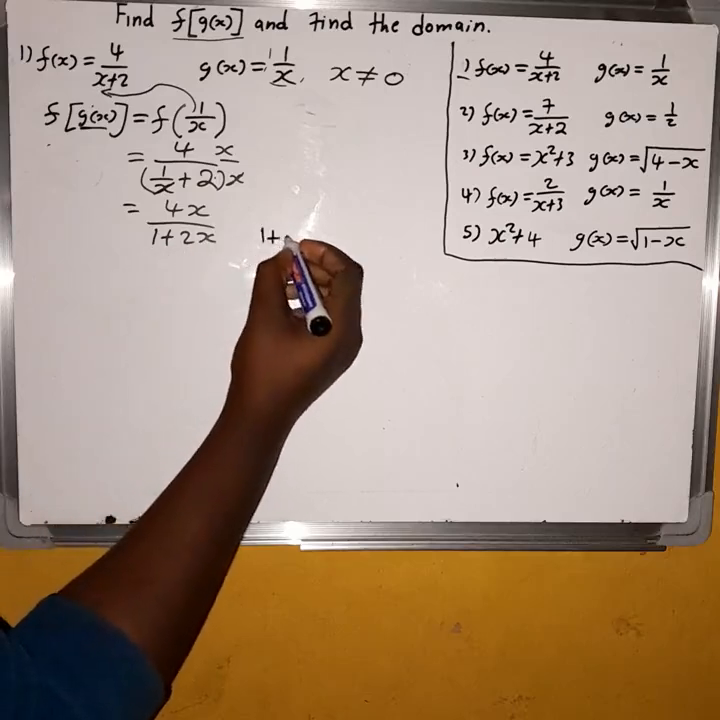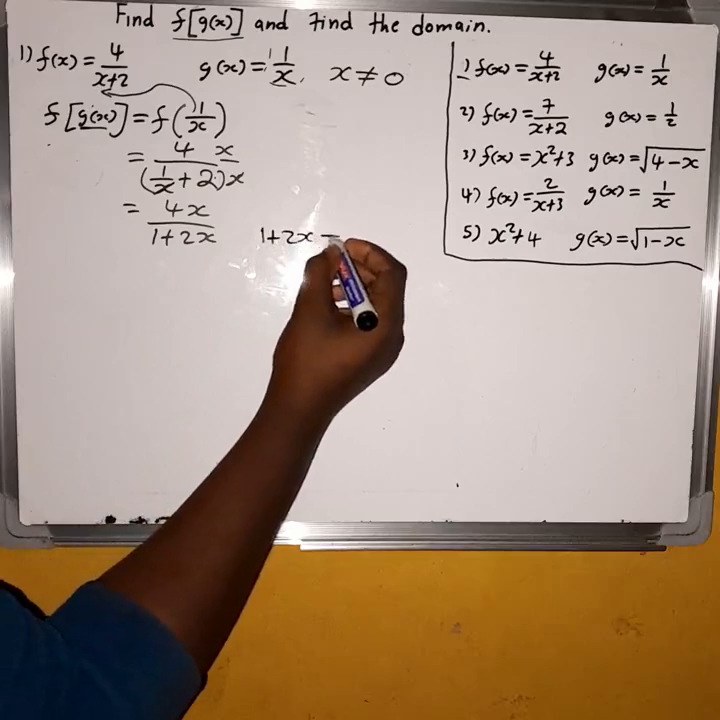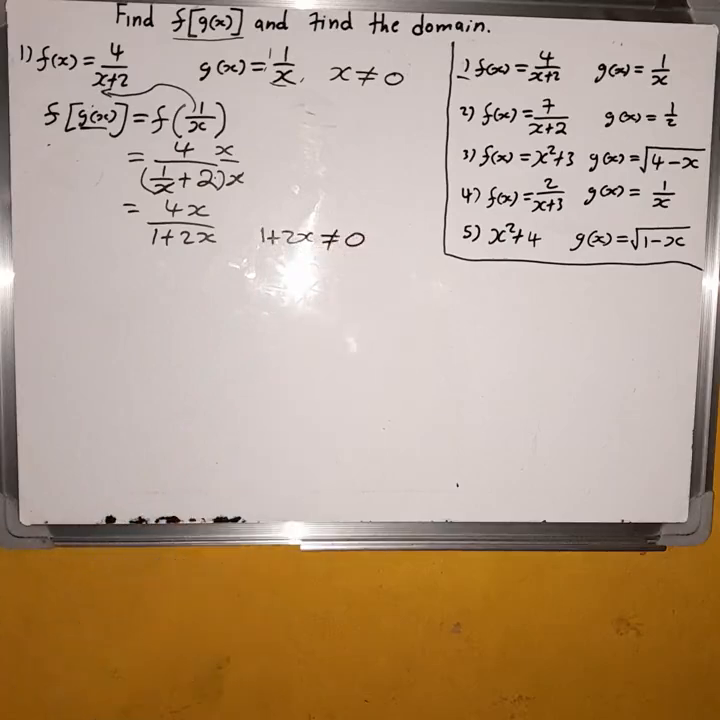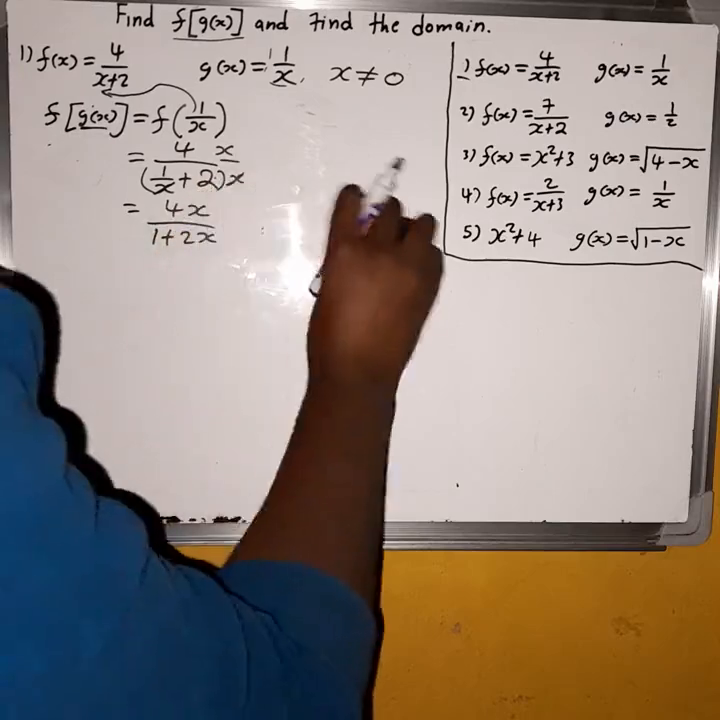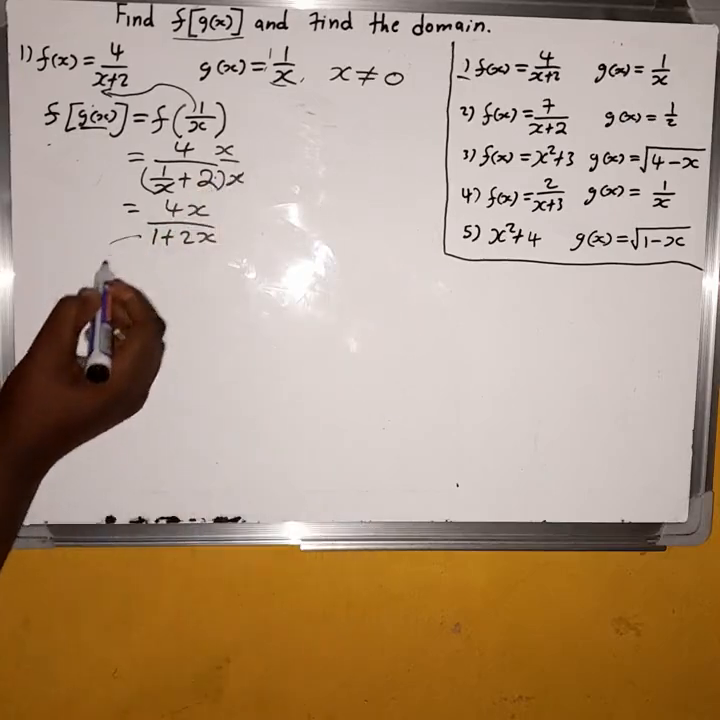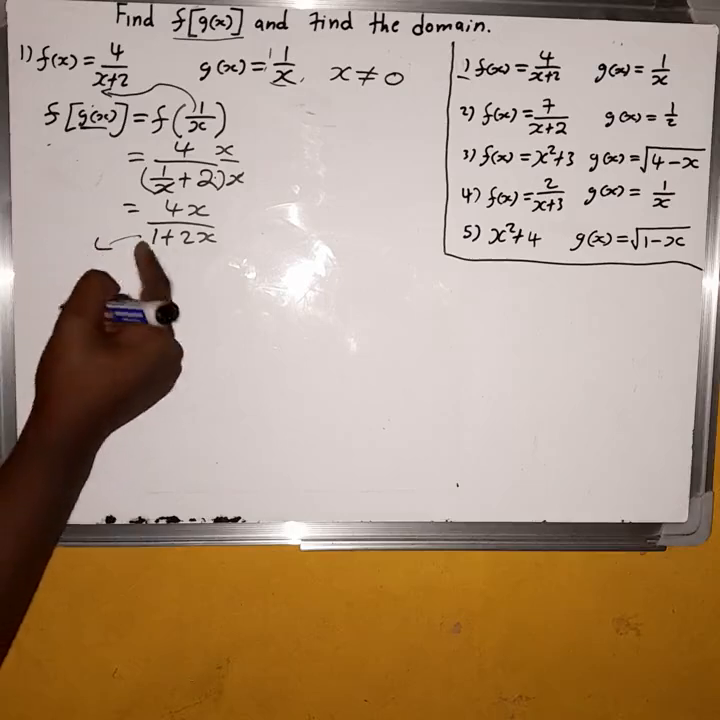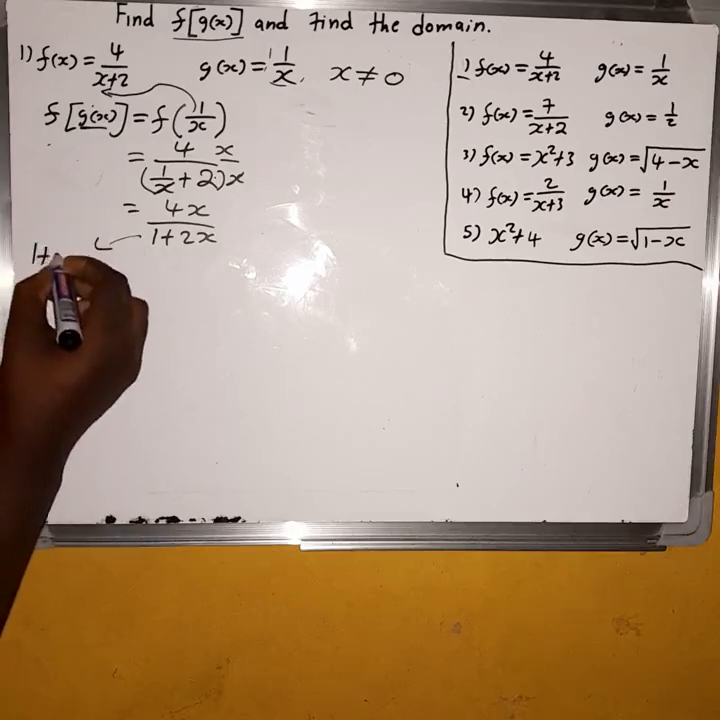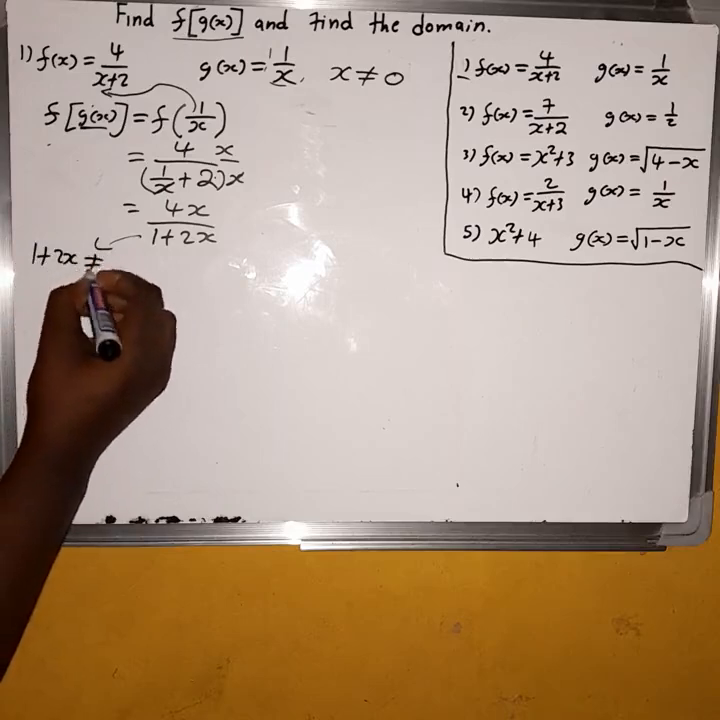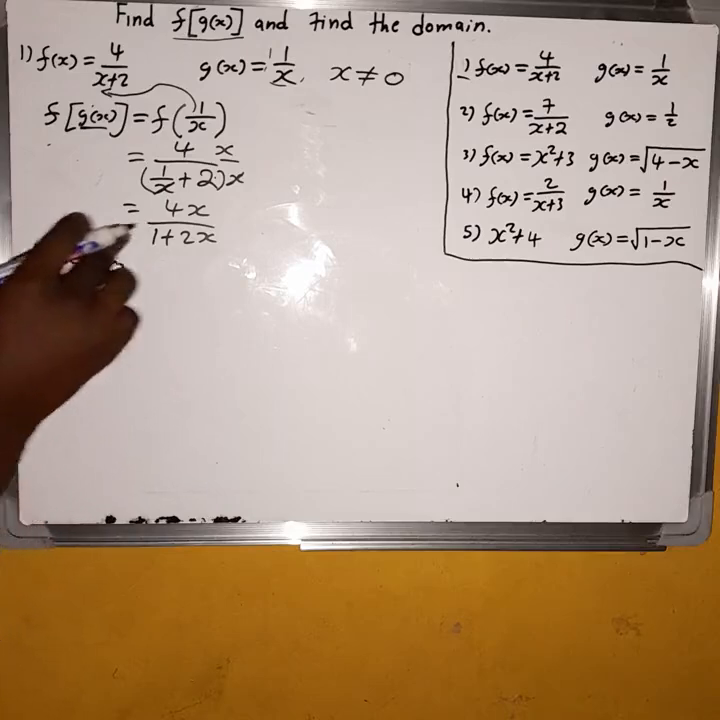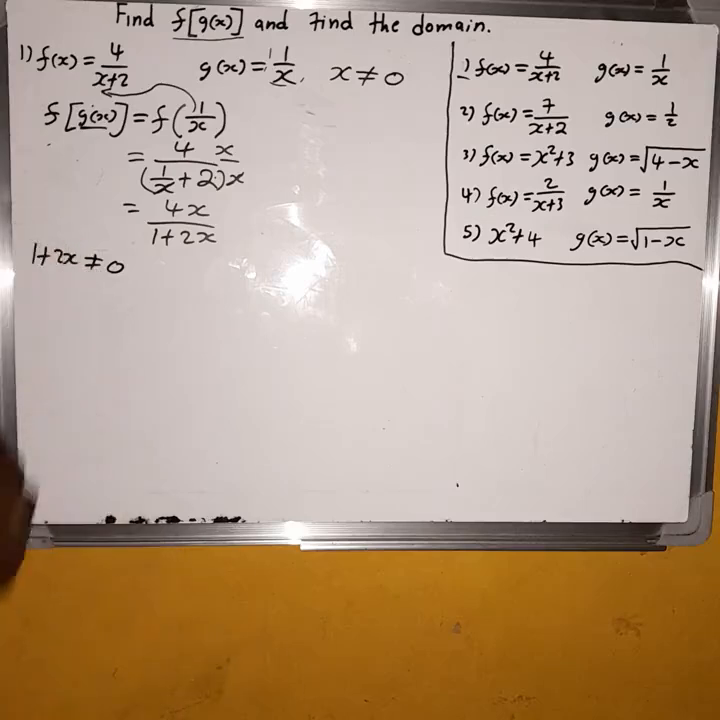1 plus 2x must not equal 0. That is our restriction. Let me write it here. Restrictions: this 1 plus 2x must not equal 0. Then let's solve for x.